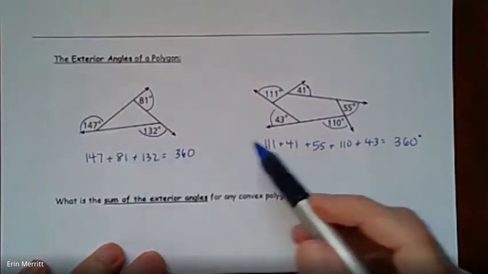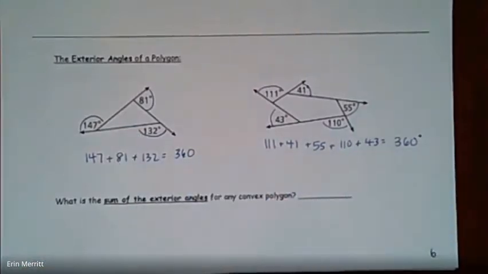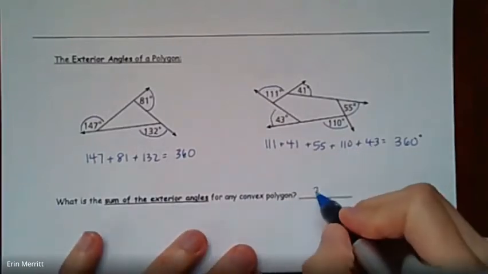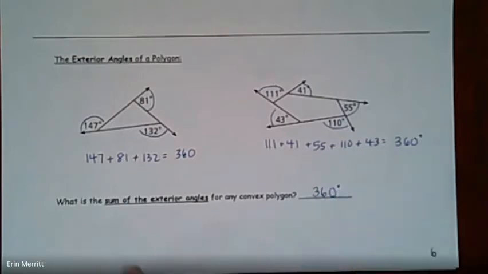And what's kind of cool is you just saw an example where it was a triangle and you added up the 3 exterior angles, and a pentagon, 5 exterior angles. So when it asks, what is the sum of the exterior angles for any convex polygon? It actually turns out that it's 360 no matter what.